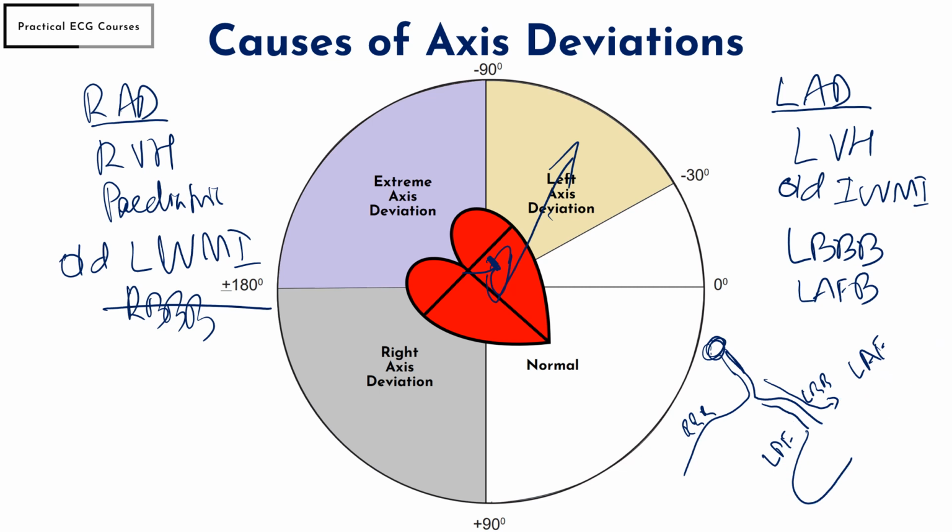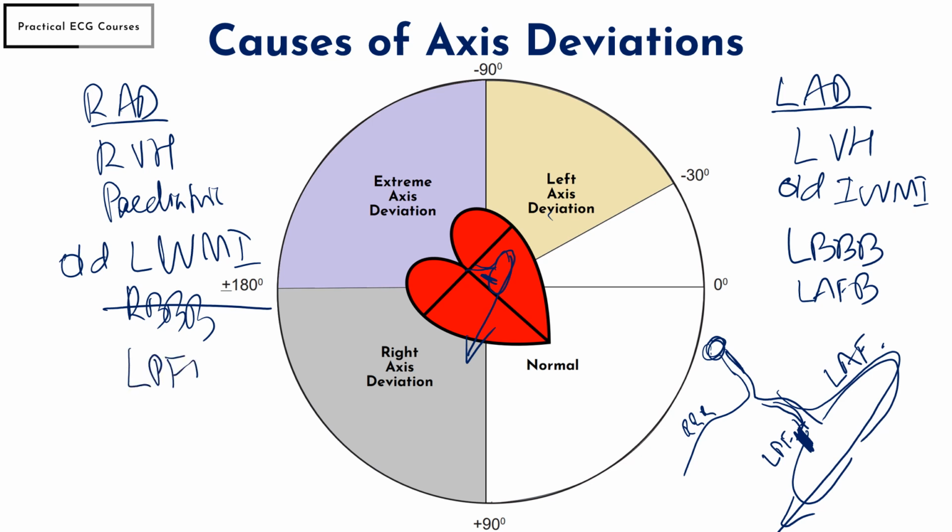Now, what happens when you have a left posterior fascicular block? So this is left anterior fascicular block. When you have a left posterior fascicular block, the impulse can't go down that direction. So it goes to this side and then comes down that way. So what you would expect to see here is there's a block here. The impulse comes down this side and then the vector goes into the right axis side. So left posterior fascicular block produces right axis deviation.